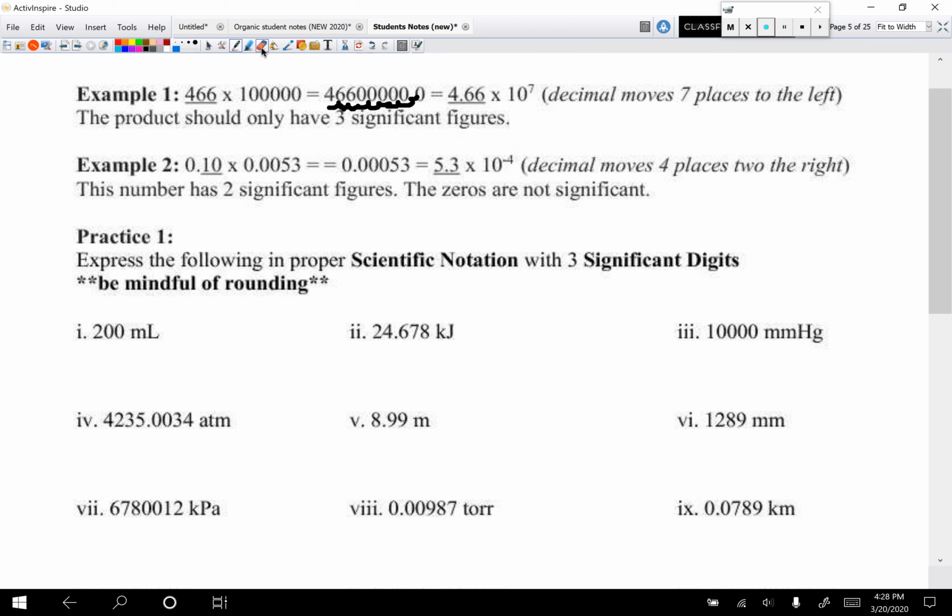I know that's kind of hard to see. It's a little jumbled there. But it is moving 7 places, right? So you can count on your own. So therefore, we write our answer, 4.66, 3 significant digits, times 10 to the power of -7.